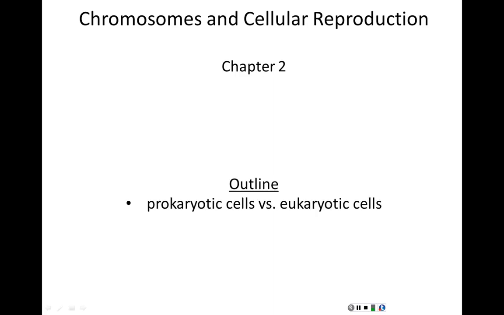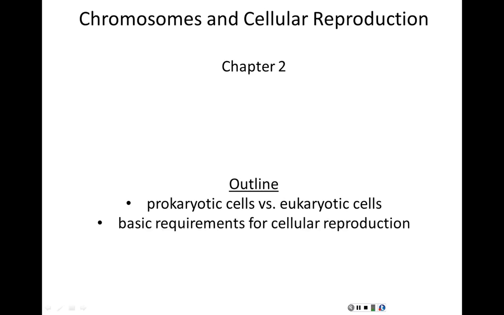We'll begin the lecture by delineating, in a much more structured way, the differences between prokaryotic cells and eukaryotic cells, especially as they pertain to genetics. We'll talk about the basic requirements that a eukaryotic cell has for cellular reproduction, and by cellular reproduction we just mean cell division, one mother cell splitting into two daughter cells.